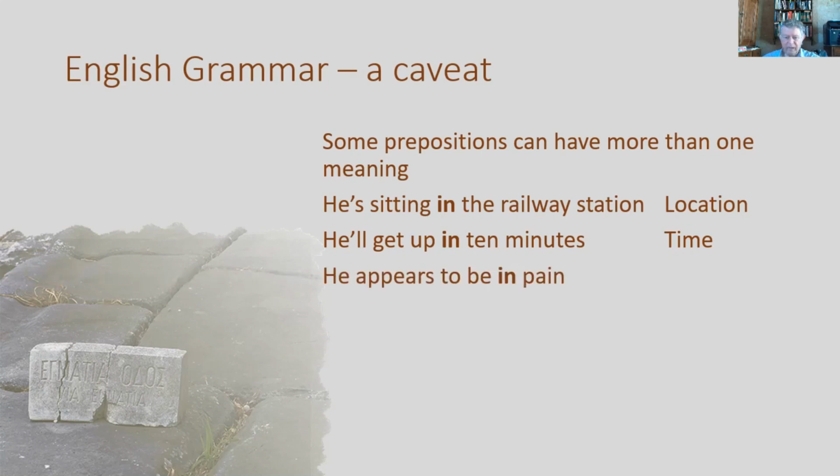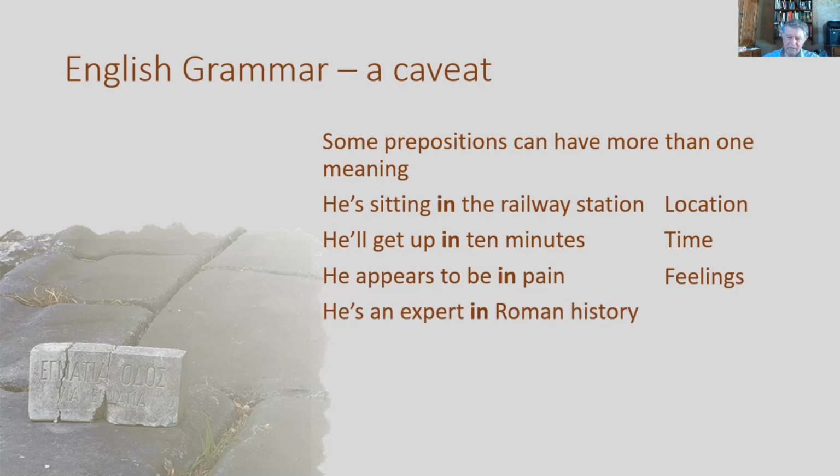And then also we've got other uses where they don't fit into that neat little category of location or time. So he appears to be in pain. Now, the classification that the grammarians give is that it's about feelings and sensations and experiences. He appears to be in pain. It's not really negative. You can be in love. You can be in hope, in expectation, in anticipation, in agony, all sorts of things, feelings, expressions.